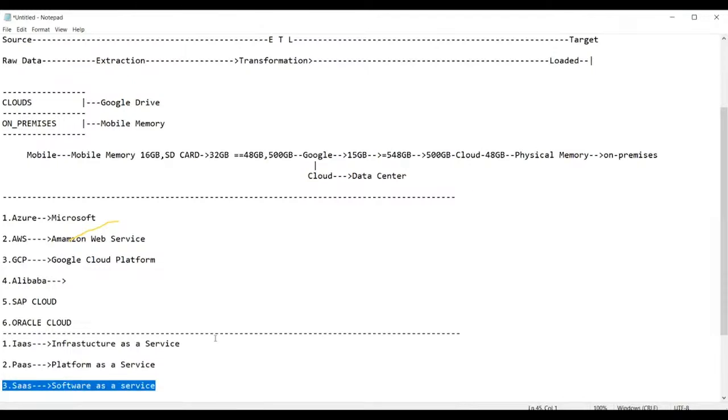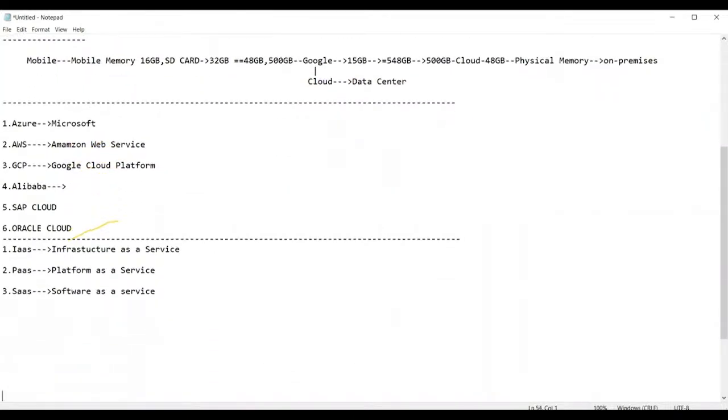Guys, these are the three different services provided by the cloud providers. That means IaaS, PaaS, and SaaS. These are the three categories of services provided by the cloud providers. Getting my point? So now the entire cloud service is classified or built according to these categories: IaaS, PaaS, and SaaS. Infrastructure as a service means what, guys?